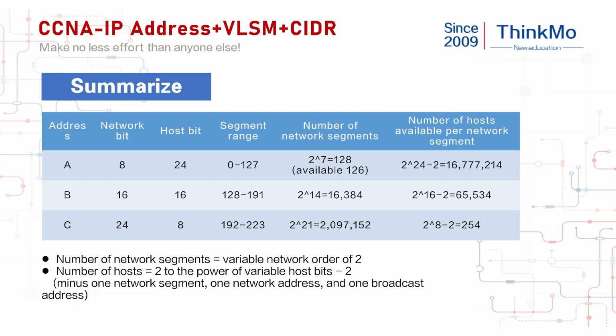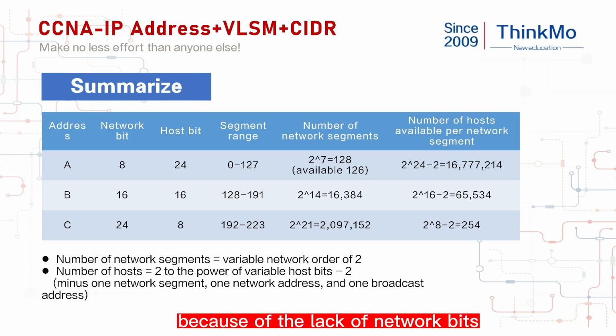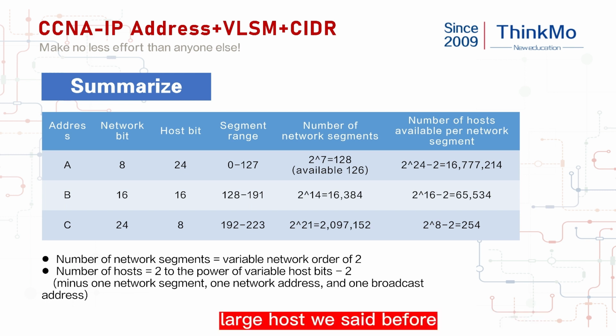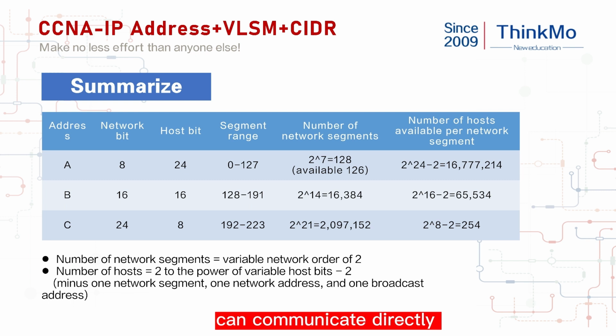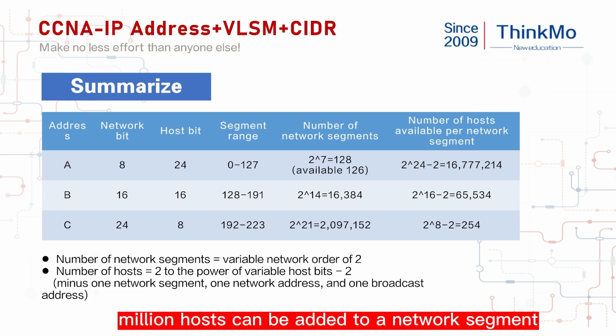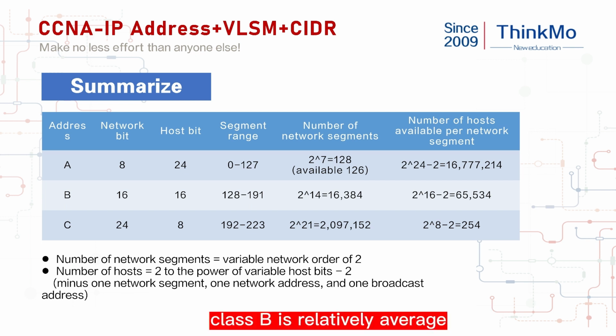Everyone can observe that for A, B and C addresses, there is a common law. For Class A, the number of network segments is the least, only 126 available. But the number of available hosts per network segment is high, because of the large number of host bits. We said before, hosts on the same network segment can communicate directly. So you will find more than 16 million hosts can be added to a network segment and can communicate directly. One network segment has so many hosts that can be configured. Class B is relatively average.